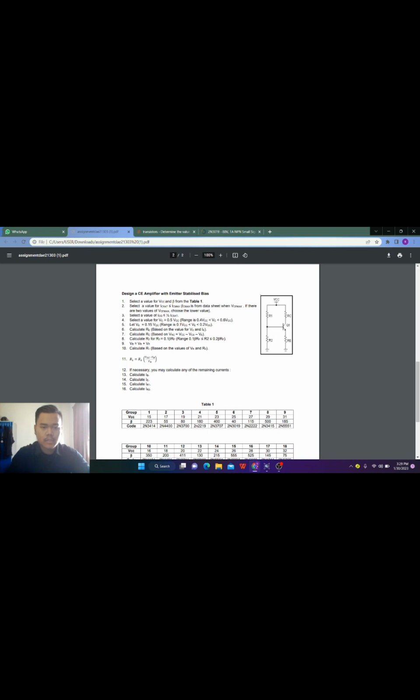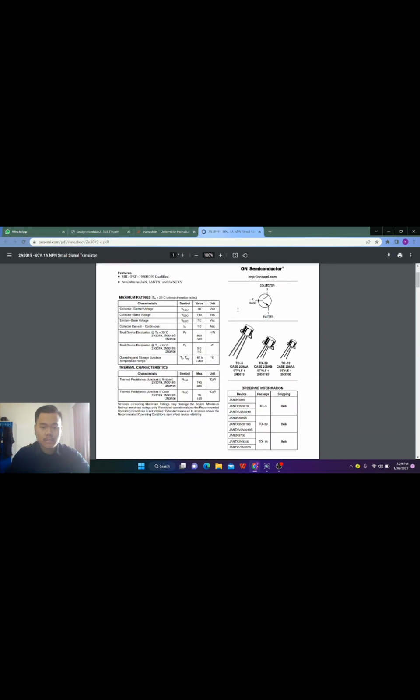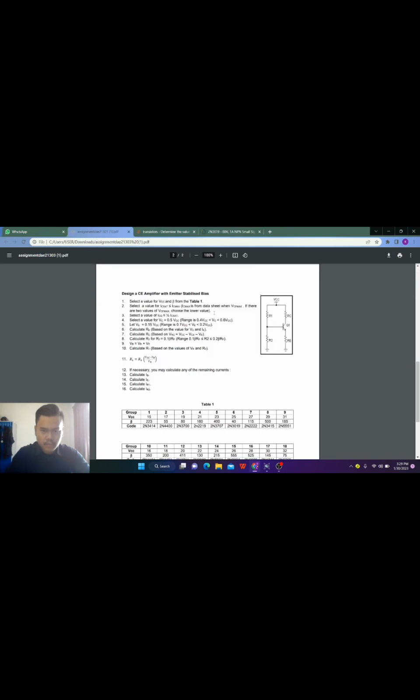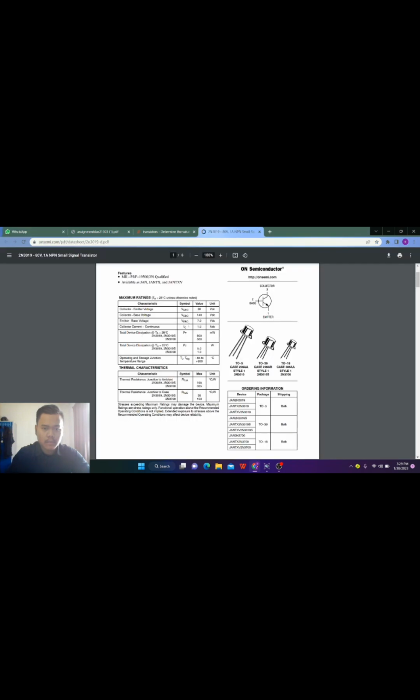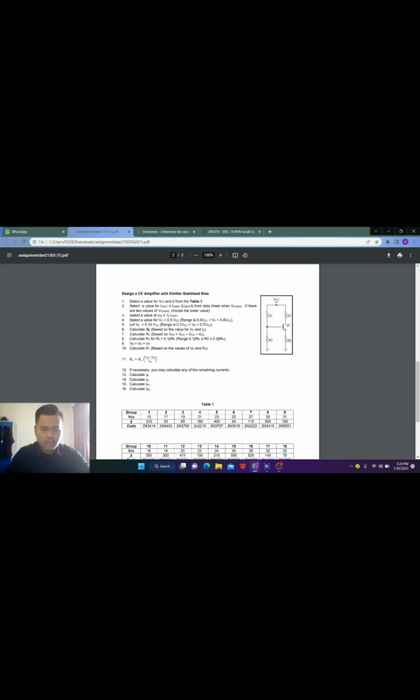Next is to select a value for IC saturation less than or equal to IC max from the data sheet of the transistor. Here we can see how I get the value, and the answer is 100 milliampere. For number 3, the question is to select a value of ICQ less than or equal to 1/2 IC saturation. This is the formula, and the answer is 50 milliampere.